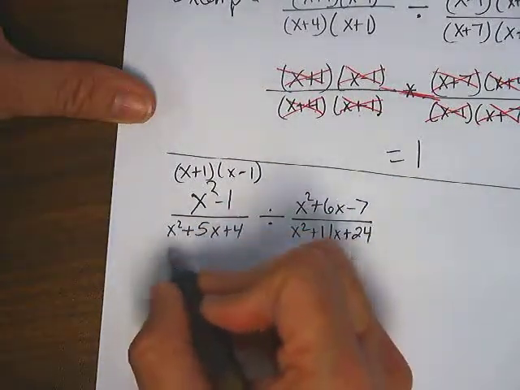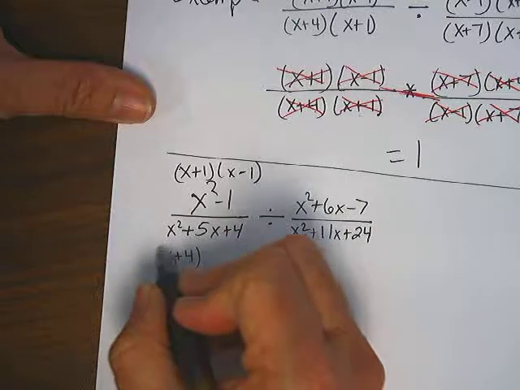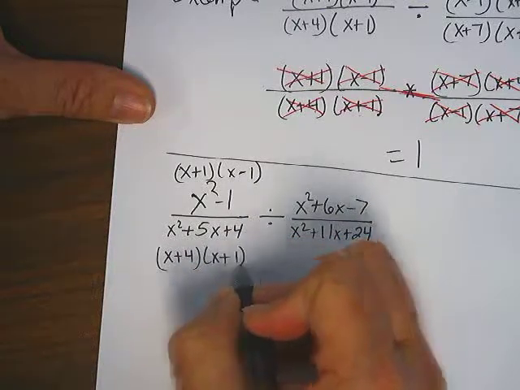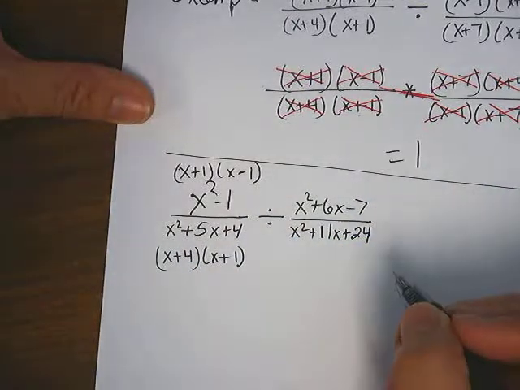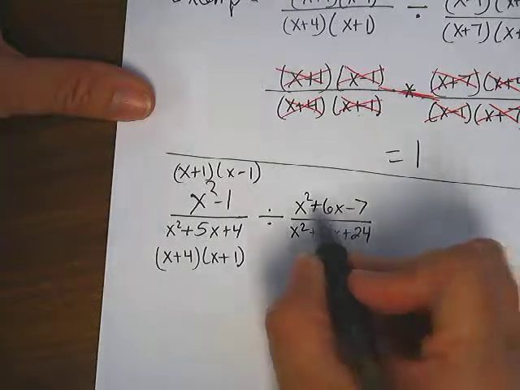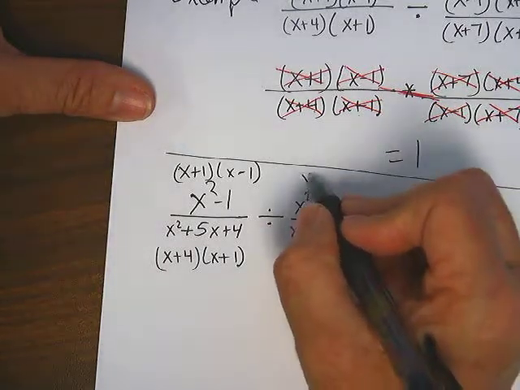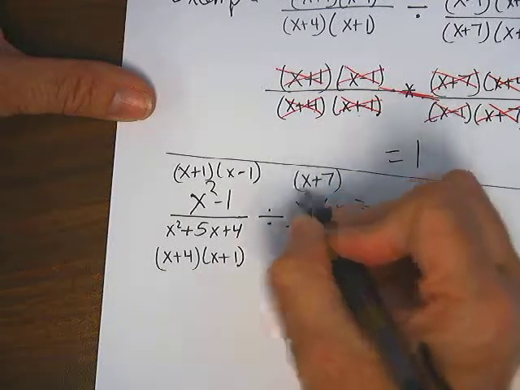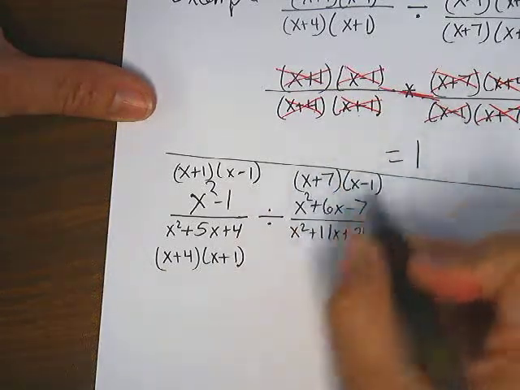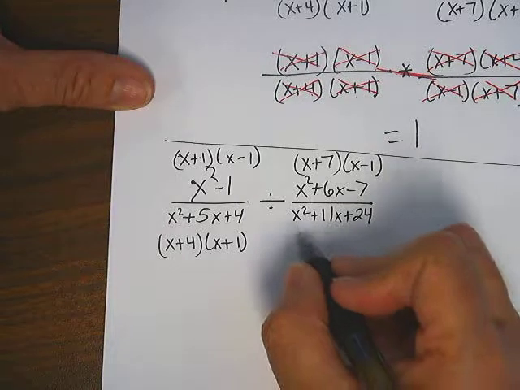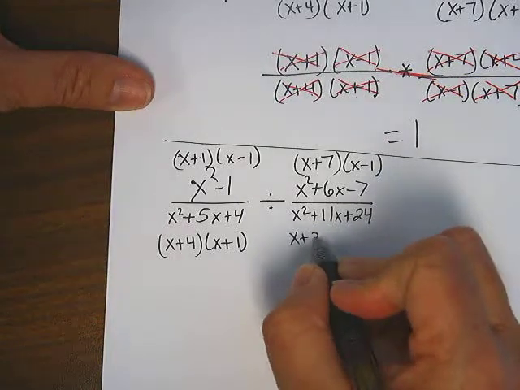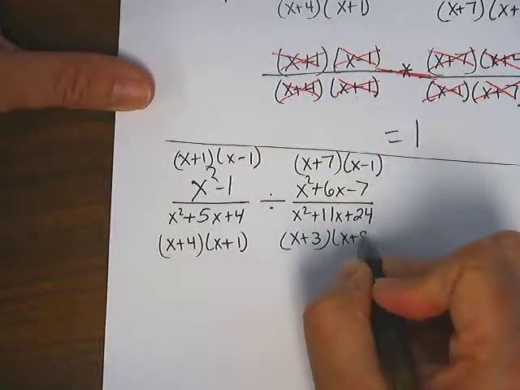Down here my factors are x plus 4 multiplied by x plus 1. And again, if you need more practice factoring, come see me or get on Khan Academy. Factors of -7 that add to 6 are x plus 7 and x minus 1. And factors of our denominator are x plus 3 multiplied by x plus 8.